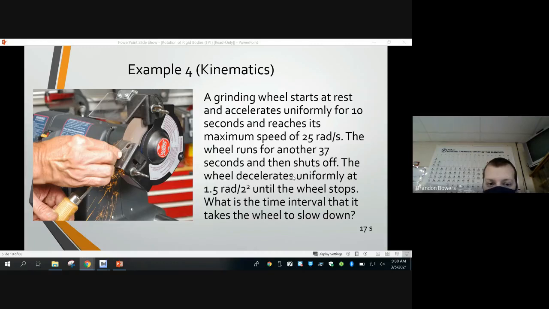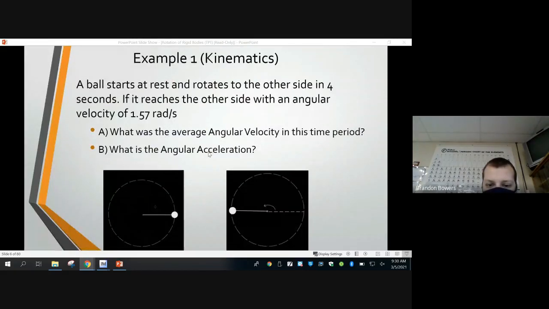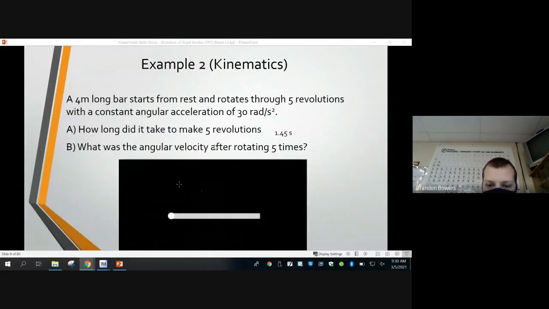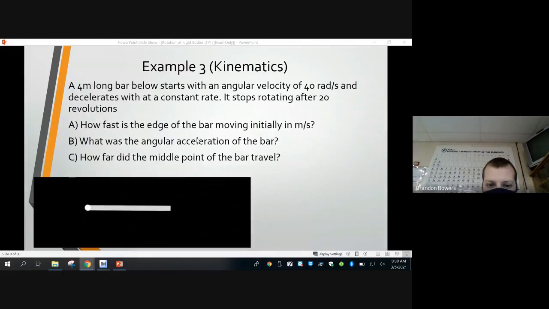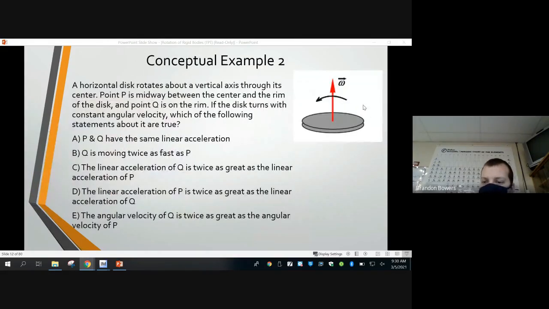So this problem is actually similar to, can we have a problem like this? How long did it take for 5 revolutions? Where it was halfway. I think we did. No, this one: how far did the midpoint of the bar travel? So, kind of similar, all right? Yeah, similar concept to that problem. Okay, it would be B. That's just going to be moving twice as fast.